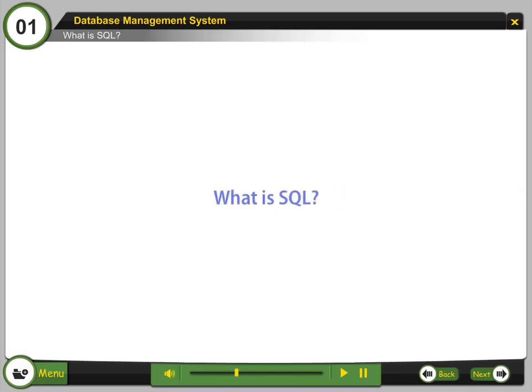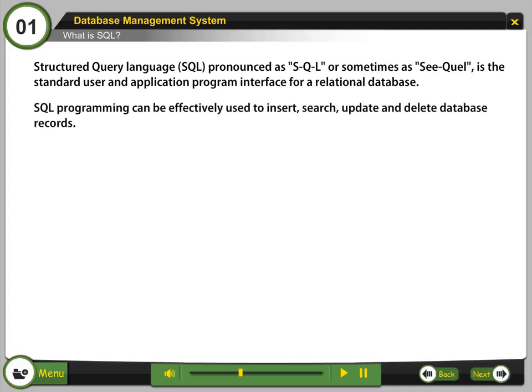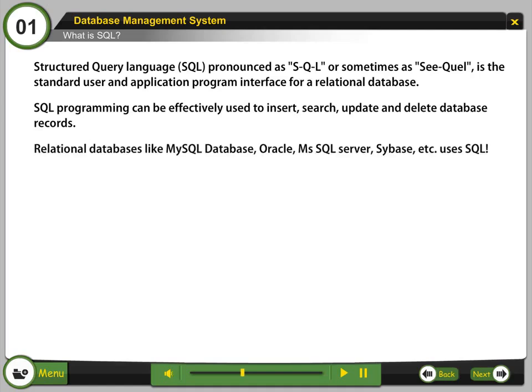What is SQL? Structured Query Language, pronounced as S-Q-L or sometimes sequel, is the standard user and application program interface for a relational database. SQL programming can be effectively used to insert, search, update, and delete database records. Relational databases like MySQL database, Oracle, MS SQL Server, Sybase, etc. use SQL.